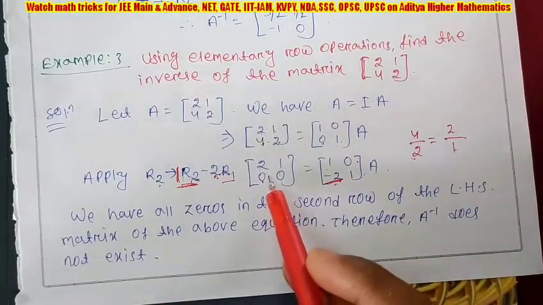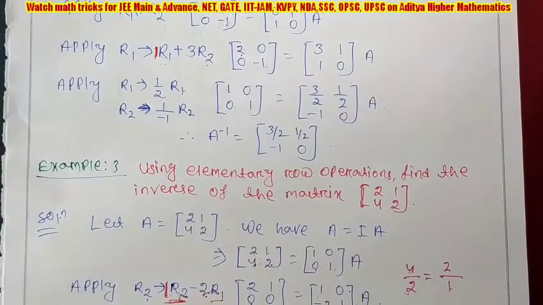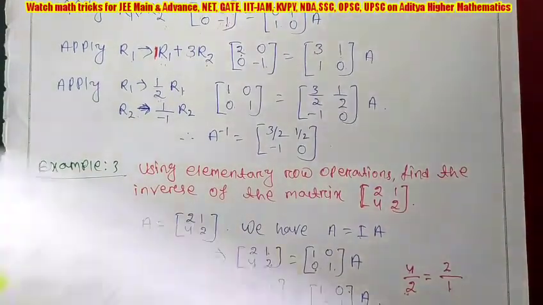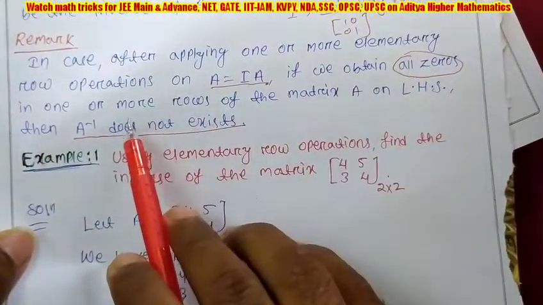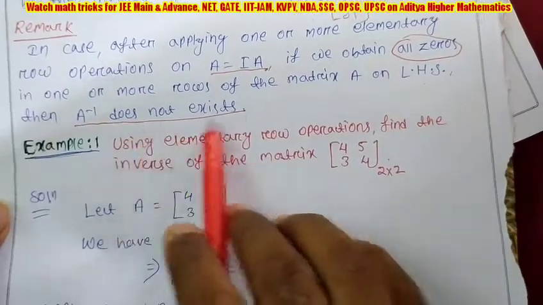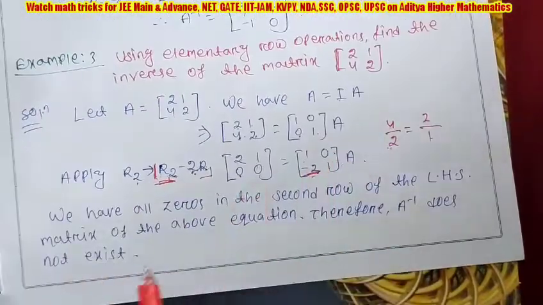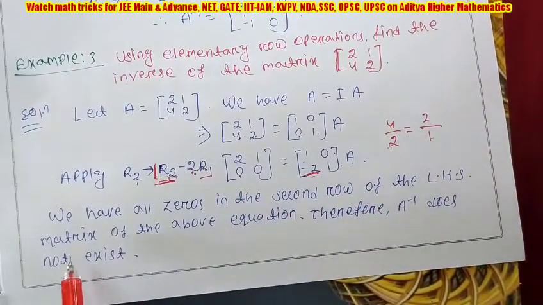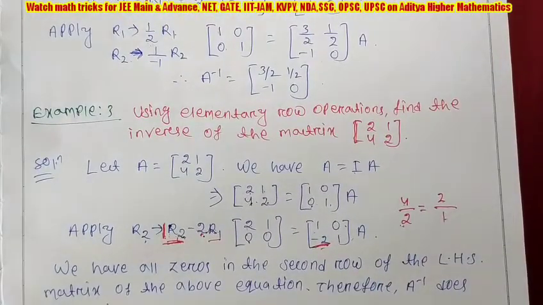Now what is the conclusion? You observe that here one row is entirely 0. That means all the elements in a row are 0. I told you that method: when all zeros come in a row, one or more rows, then A inverse does not exist. So we have all zeros in the second row of the left hand side matrix of the above equation, therefore A inverse does not exist. So this is the case where A inverse does not exist.